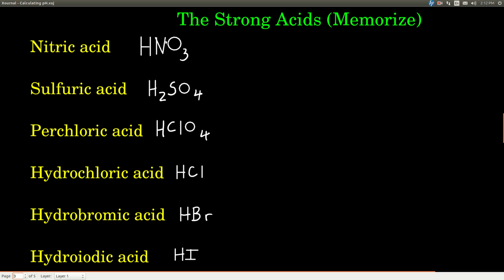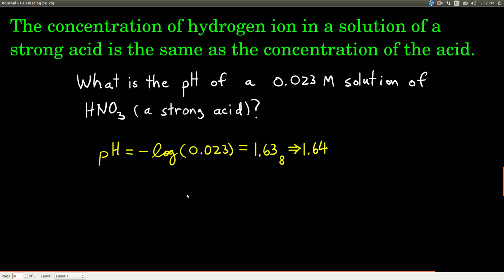If it's an acid, and you know it's an acid when you look at the formula because it starts with a hydrogen, or if you're looking at the name, it has the word acid in it. If it's not one of these 6 and it's an acid, then it's a weak acid. Now, if you have a strong acid, then the concentration of hydrogen ion is the same as the concentration of the acid, unless it's sulfuric acid, which has 2 protons, but we're not going to get into that.